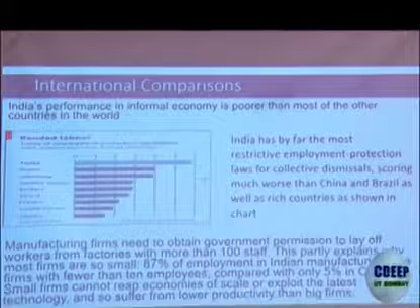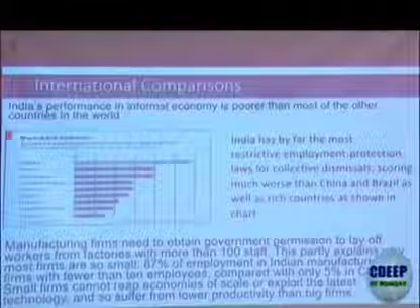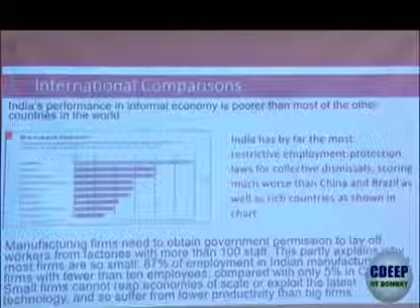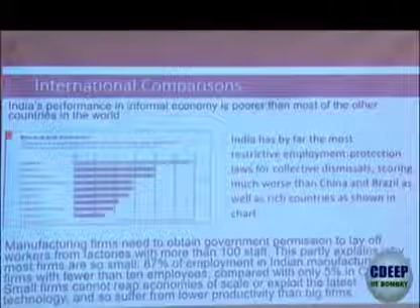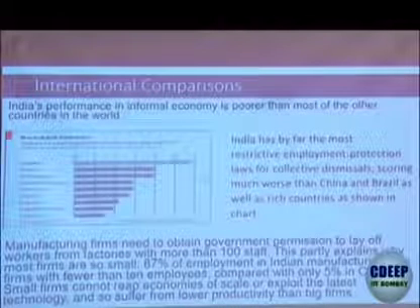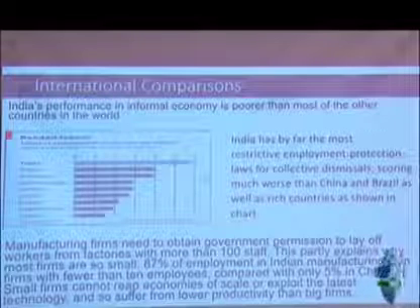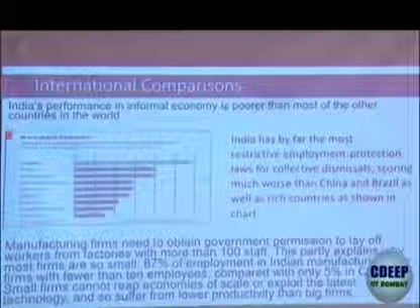So how does India fare against its international counterparts in this kind of unorganized sector? If we see, India has by far the most restrictive employment protection laws for collective dismissals. What this means is that in India, for manufacturing firms to lay off more than 100 workers, they basically need permission. And when we see that 87% of Indian manufacturing firms have fewer than 10 employees, that is a major restriction on those firms.